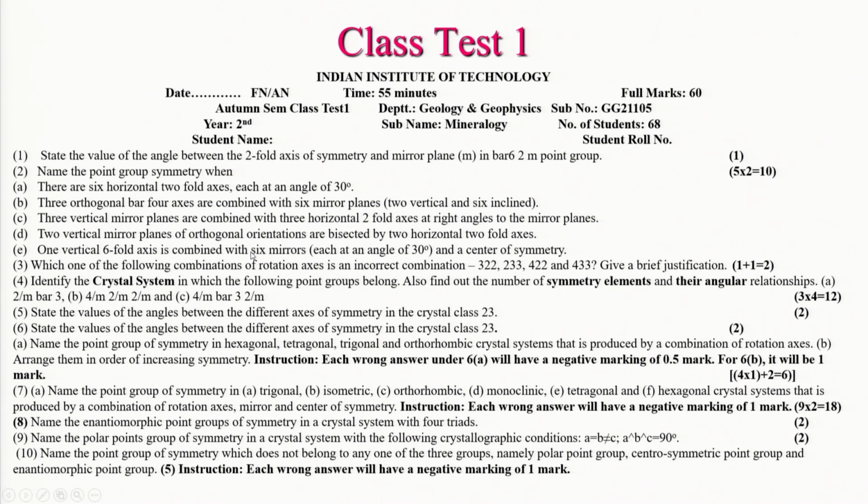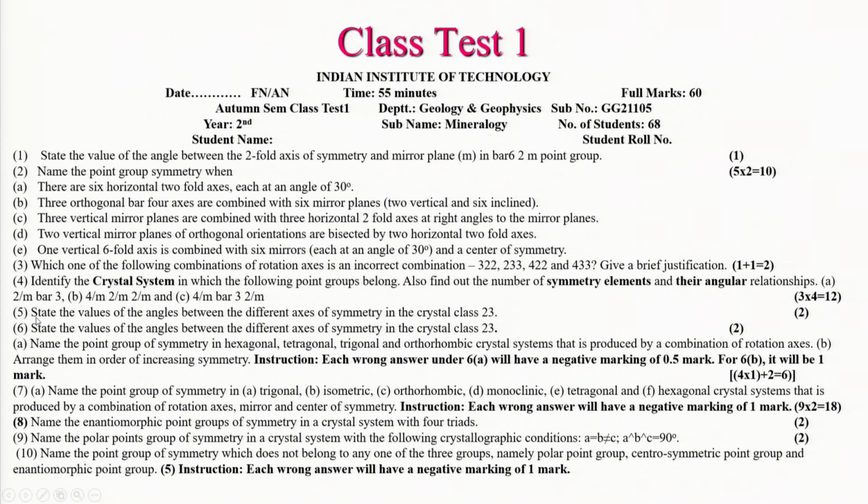So, I have given 3 point groups of symmetry with the names 2 over m bar 3, 4 over m 2 over m, 2 over m 2 over m and 4 over m bar 3 2 over m. So, what have I asked you? I have asked you to identify the crystal system to which each individual point group belongs, and also to find out the number of symmetry elements that are present in each crystal class and what is their angular relationship between these symmetry elements that are present here.